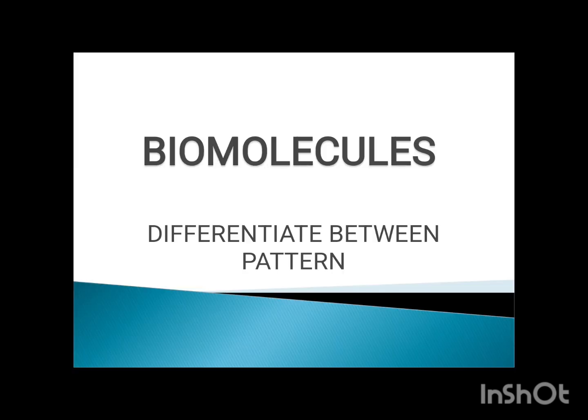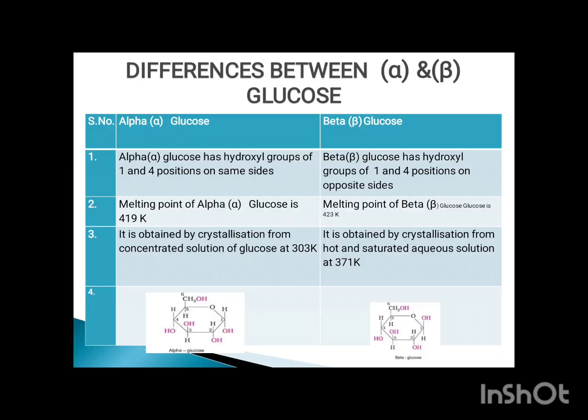Biomolecules for class 12. Differentiate between pattern questions. Differences between alpha and beta glucose. Alpha glucose has hydroxyl groups at the 1 and 4 positions on the same side. Beta glucose has hydroxyl groups at the 1 and 4 positions on opposite sides.